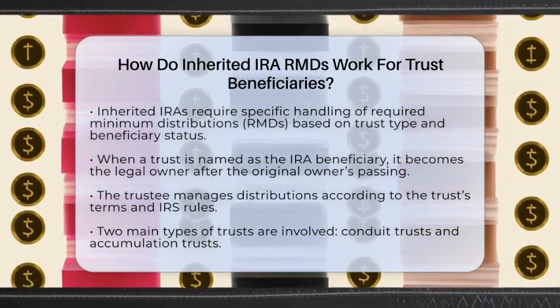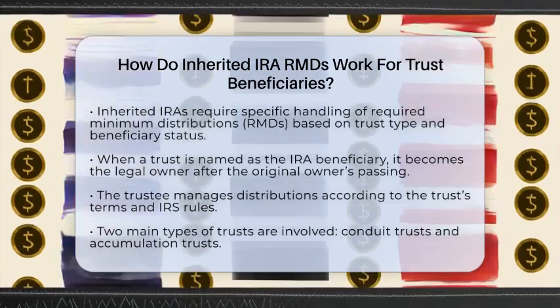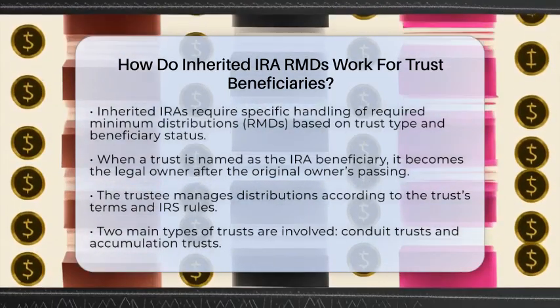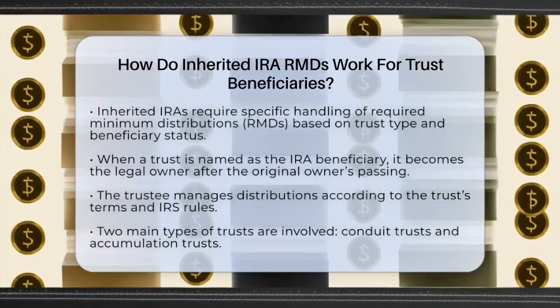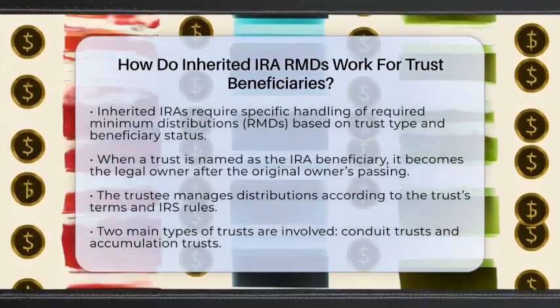The trust becomes the legal owner of the IRA after the original owner passes away. The trustee then manages distributions based on the trust's terms and IRS rules. There are two main types of trusts to know about.